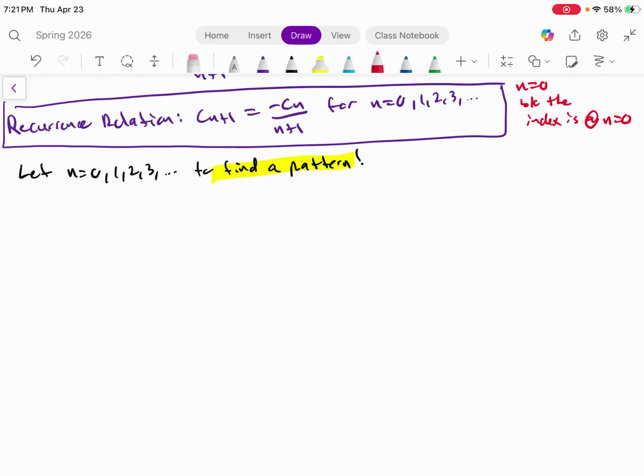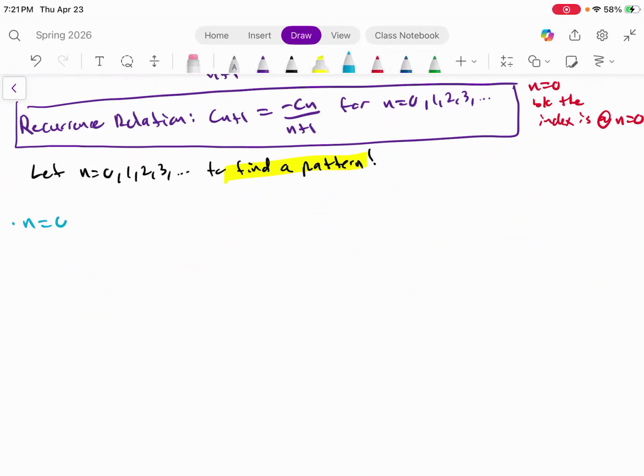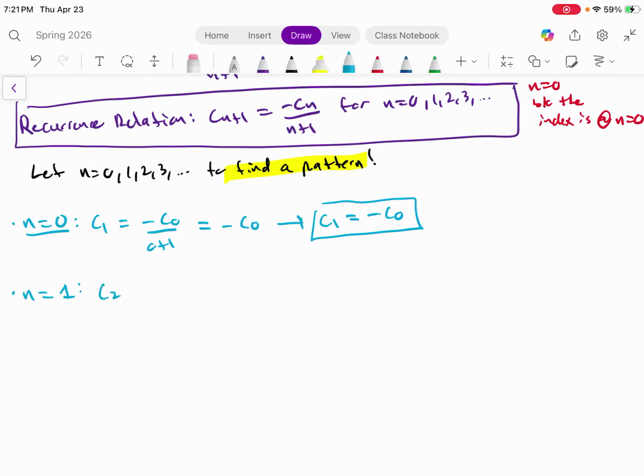So here, let's plug in n equals 0 to our recurrence relation. If I plug in 0, I would get c1 equals negative c naught over 0 plus 1, which just equals negative c naught. Okay, so c1 equals negative c naught. So I'm just going to box that. It's not giving me a pattern yet, but maybe we'll get there. Okay, let's try n equals 1 now. If I plug in 1 into my recurrence relation, I get c2 equals negative c1 all over 1 plus 1, which equals negative c1 over 2.